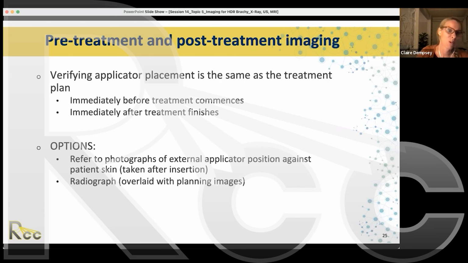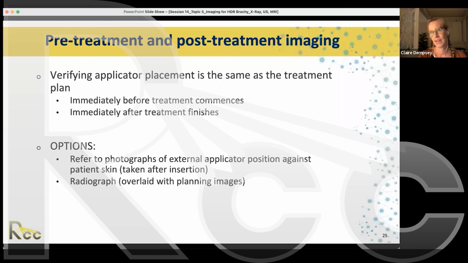So there are some simple options to do this. There are obviously complicated options. Running a patient through an MRI scanner or taking a CT is probably a complicated option, which also involves shifting patients on and off couches. So it's not really the best option. Options for this, again, are referring to photographs of external applicator positions against the patient's skin, taken immediately after the applicator was inserted inside the patient. Another option could be radiographs: a radiograph taken at the time of insertion overlaid against a radiograph taken immediately before treatment, just to make sure that the applicator is still sitting within the same frame of reference inside the patient.